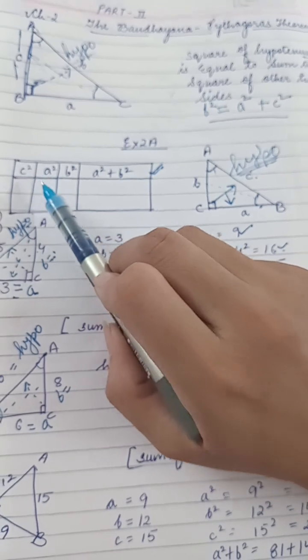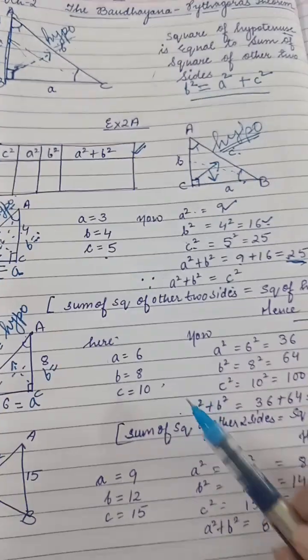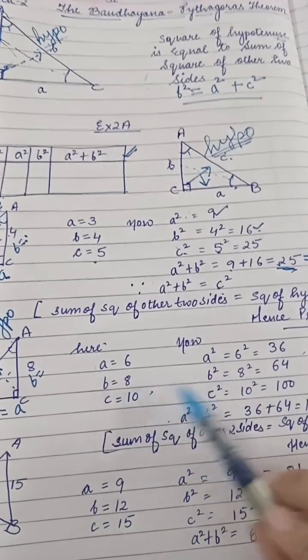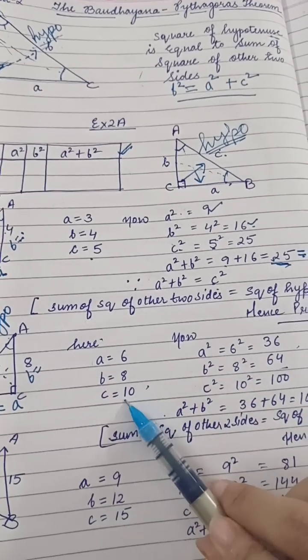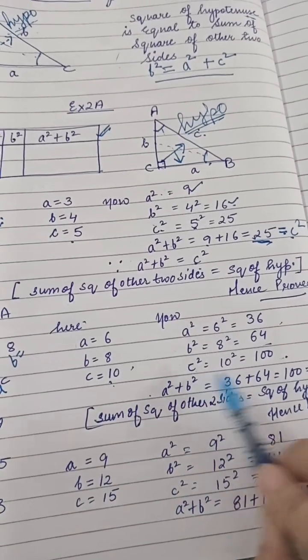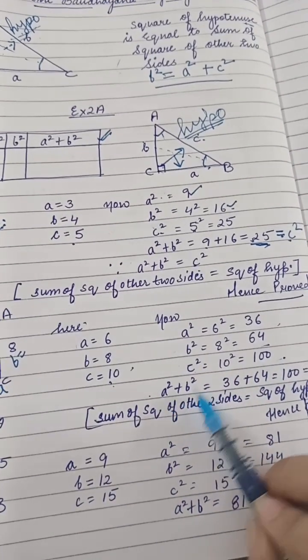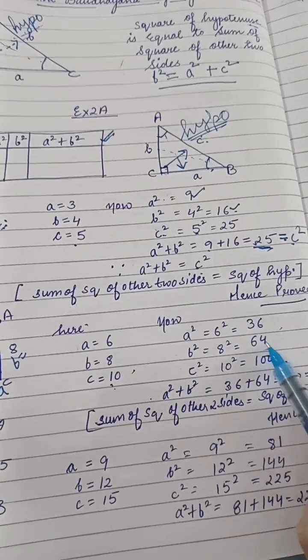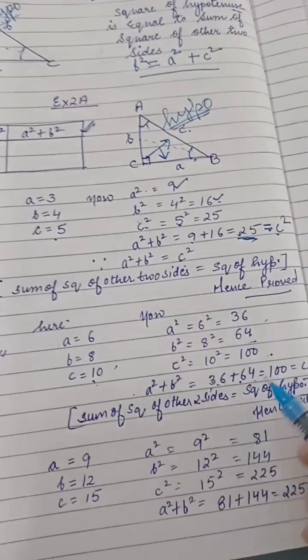Why I have taken the squaring? Because they have asked us. Okay, that's why. A square, 6 square, 36. B square will be 8 square, 64. C square will be 10 square, that is 100. Now, what is the value of C square? 100. And what is the value of A square plus B square? Check them. What is the value of A square? 36. Value of B square? 64. I have added them and I got 100.